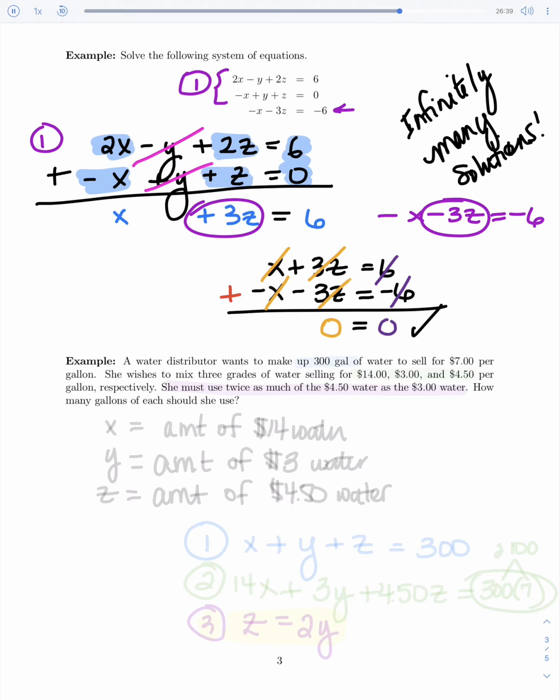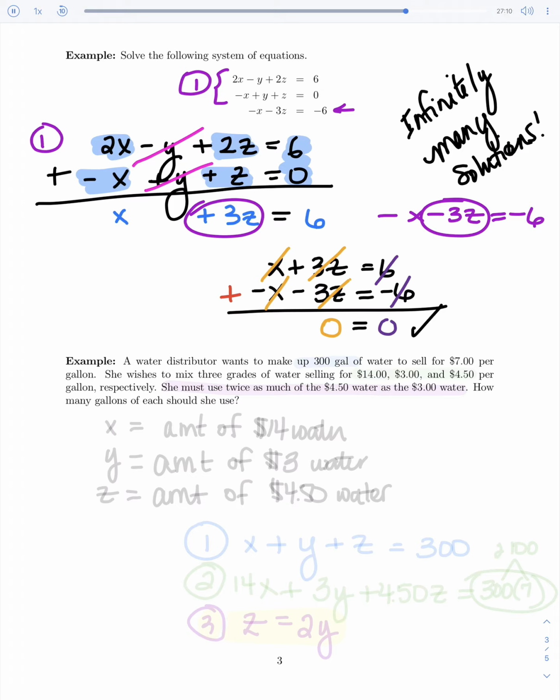So let's take a look at this first one. A water distributor wants to make up 300 gallons of water to sell for $7 per gallon. She wishes to mix it with 3 grades of water that normally sell for $14, $3, and $4.50 per gallon, respectively. She must use twice as much of the $4.50 water as the $3 water. How many gallons of each should she use?